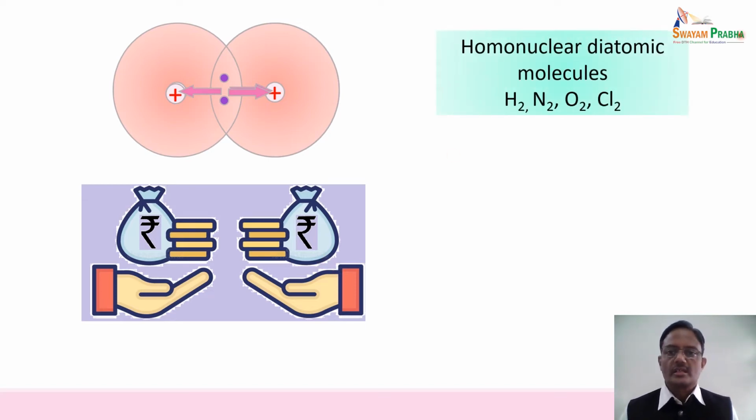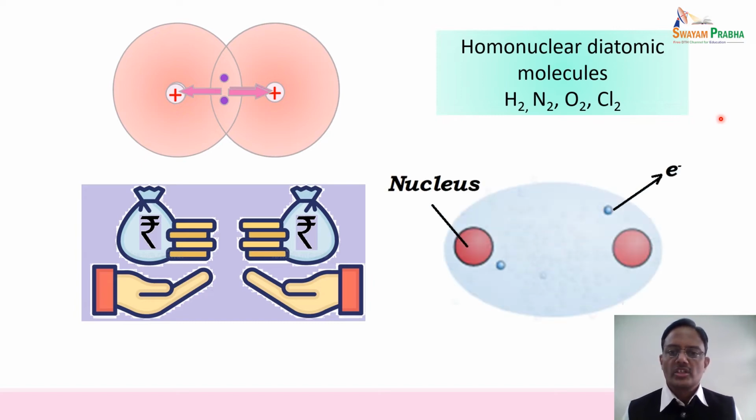Such a situation arises whenever there are homonuclear diatomic molecules like H2, N2, O2, Cl2. In such cases, both the nuclear charges are equal and the force of attraction between the nucleus and the electron pair is equal, and hence there is a symmetrical distribution of the electronic charge. If you have two nuclei, the probability of finding the electrons follows this type of oval shape with maximum probability exactly at the center. This is the ideal situation followed in homonuclear diatomic molecules.